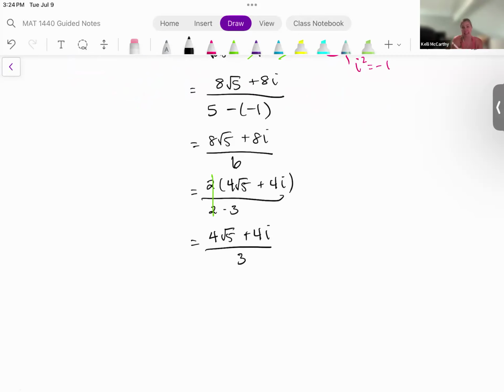Now, in terms of syntax, how we write this is going to be read perfectly fine by most humans. But in terms of technology, a lot of times programs do want the real and the imaginary part as separate terms. So they might require that this is written 4 square root of 5 over 3 plus 4/3 i.